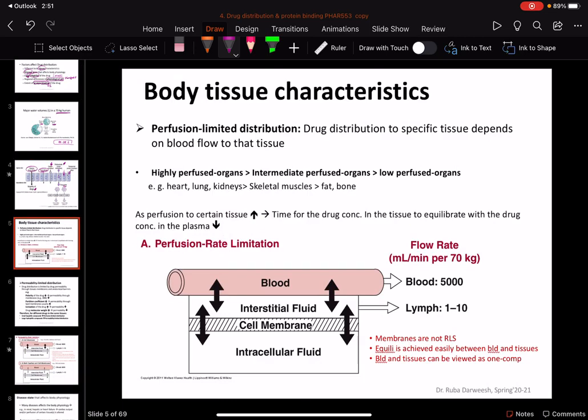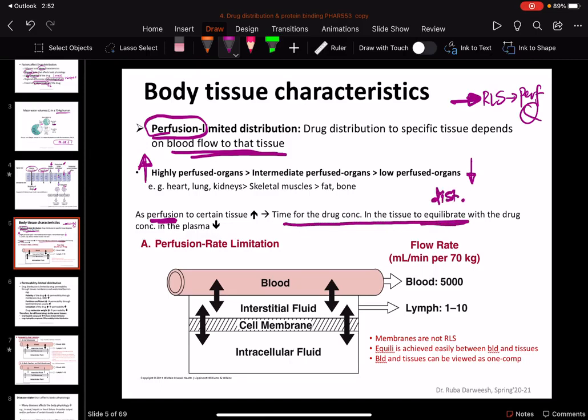So in the distribution models we had before, if you remember, the perfusion limited distribution and the permeability limited distribution. And from the name, perfusion limited distribution, the rate limiting step is the perfusion, or what we had the symbol for as Q. So it depends mainly on the blood flow to the tissue that we are interested in. The higher the perfusion to the organ, the higher the distribution to those organs. The lower the perfusion to those organs or tissues, the lower the distribution, because it's the rate limiting step in the distribution. Again, as the perfusion is increasing, the time for the drug to reach the distribution equilibrium is decreasing, because we can reach the distribution faster as the perfusion is higher.